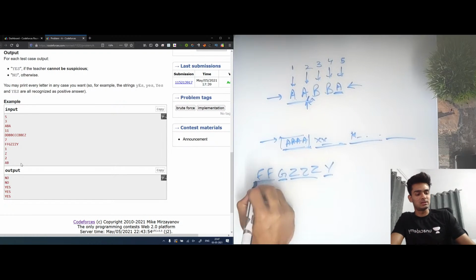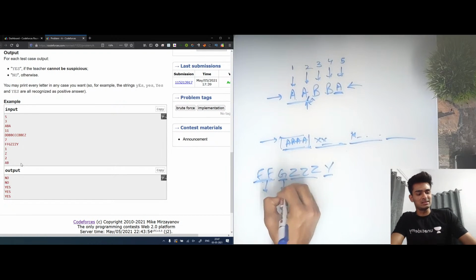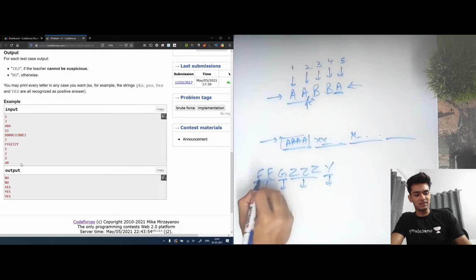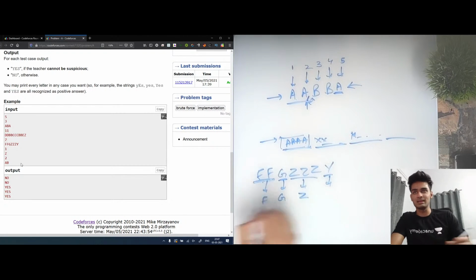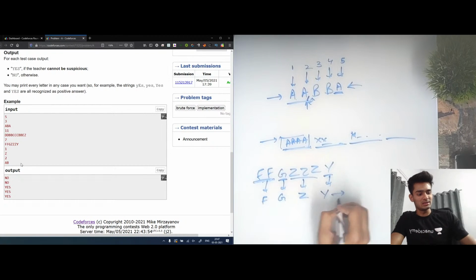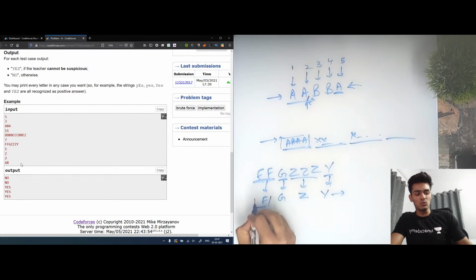The way to do this is, we can first find out the segments. Through this we can replace this complete segment with a single F. Then we can just have a single G, then a single Z, and then a single Y. Now all we have to do is count that F occurs only once.